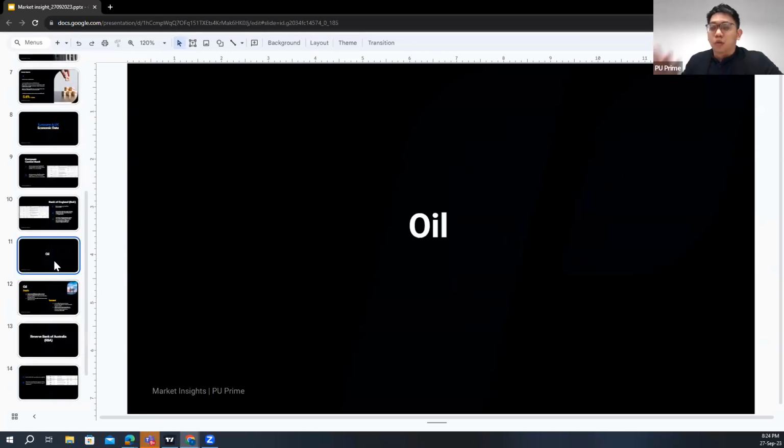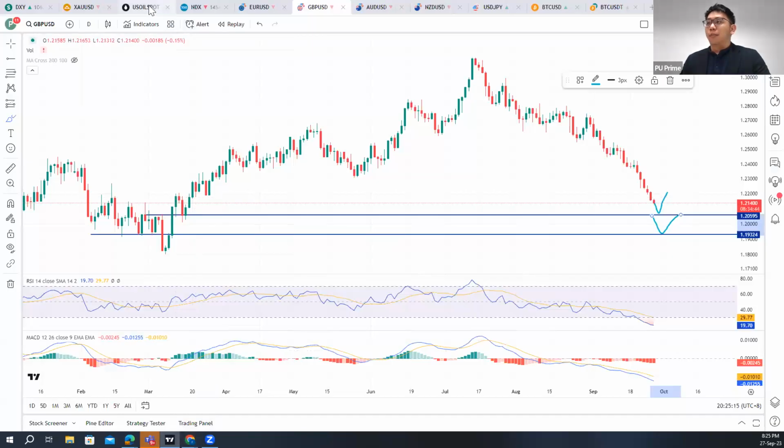So moving on, we will talk more about oil. Oil is more special because we know that normally when the dollar is more expensive, it will have a bad impact on oil prices. But now this is not the case. Let's look at the oil price chart.